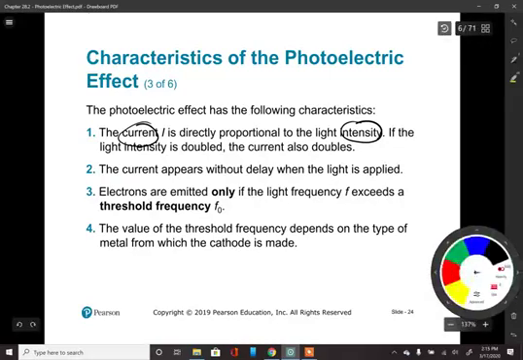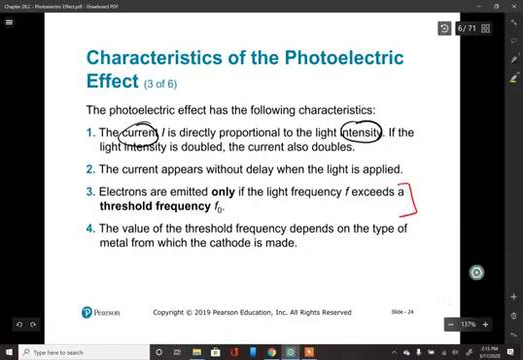Number 3 is weird, right? Number 3 is strange. The first two sort of make sense. But the fact that electrons are emitted only if the light frequency is above a minimum does not make a whole lot of sense in the context of an electromagnetic wave. We'll come back to why that's an issue a little bit later. This is probably the most important one, the sort of special thing that we have to explain.